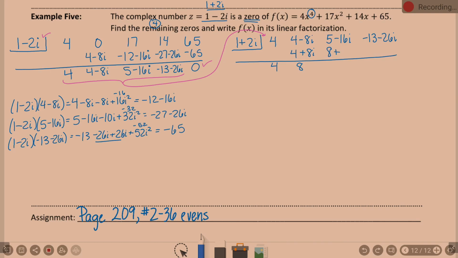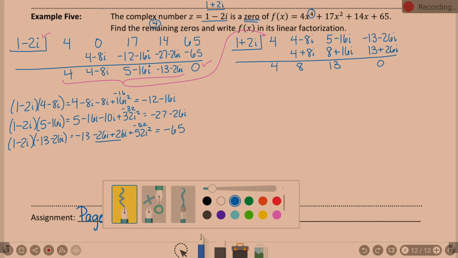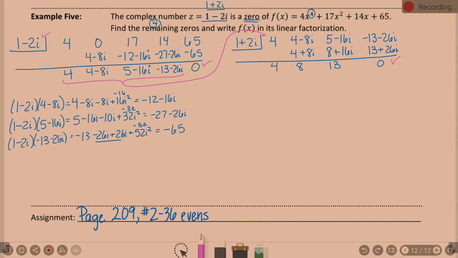Oh, hey, guess what happens? The i's cancel. 5 plus 8 is 13. 1 plus 2i times 13 is 13 plus 26i. Shocker, it worked. And was it not nicer? It was much nicer. You guys have to learn to trust me on this. I try and not lead you astray.